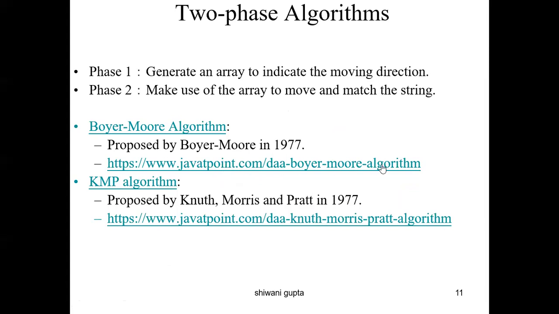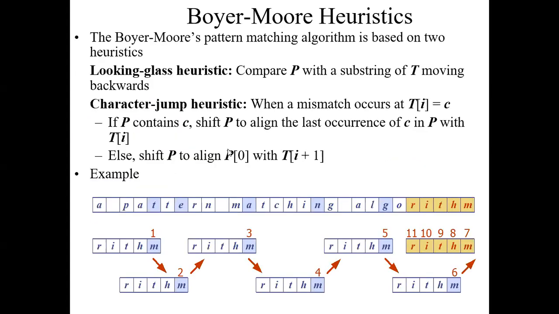So again, these are the two links available on Javatpoint. You can refer to those to understand these algorithms better. Now let us begin one by one with these. So Moore, again, is named after the developers who designed this algorithm. And there are a few heuristics that we'll be studying here.